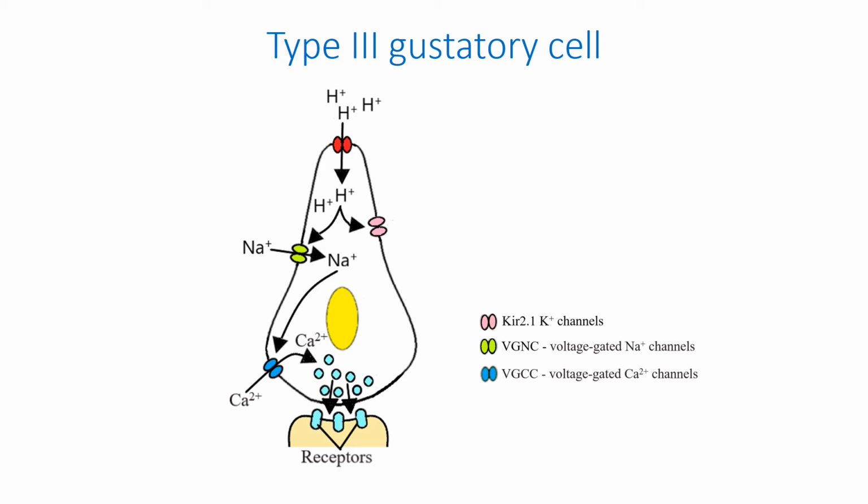Type 3 gustatory cells secrete 5-hydroxytryptamine, gamma-aminobutyric acid, and norepinephrine. 5-hydroxytryptamine acts on neural receptors located on the afferent nerve fibers. It is inferred that gamma-aminobutyric acid and norepinephrine modulate afferent responses.